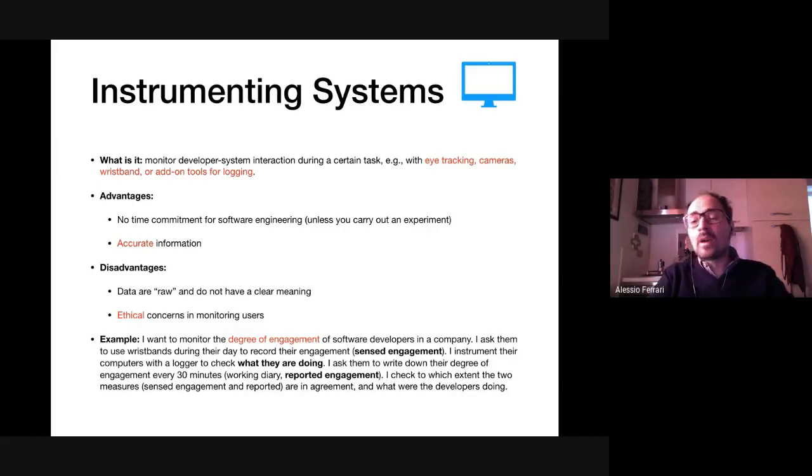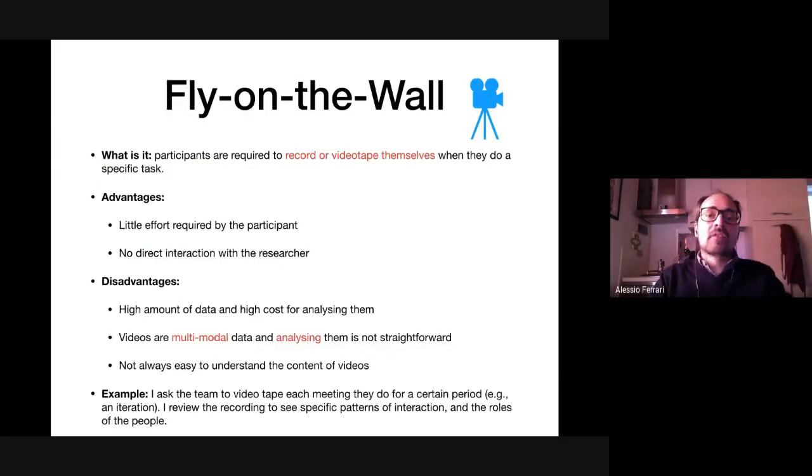Because, for example, I want to check to which extent the two measures, sensed engagement and reported engagement, are in agreement, and what the developers were doing when they were doing something that was identified as really engaging or not really engaging. Okay, so this means adding something to people or to the system. Fly on the wall, another second-degree method. With Fly on the Wall, participants are required to record or videotape themselves when they do a specific task.